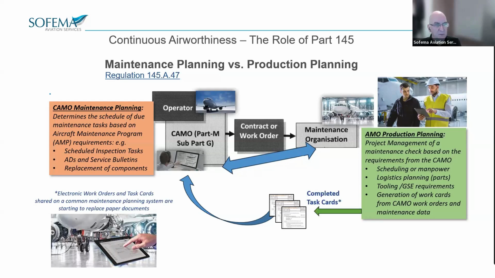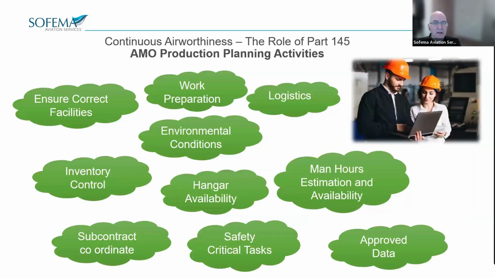When the maintenance activity is performed, the AMO production planning returns the completed task cards either physically or digitally back to the CAMO for their records. Electronic work orders and task cards are increasingly replacing the paperwork systems from the past, although the industry movement on that is still quite slow. Depending on the amount and complexity of work performed by the maintenance organisation, the production planning function may range from a very simple procedure to a complex setup using a dedicated function and quite a lot of staff.